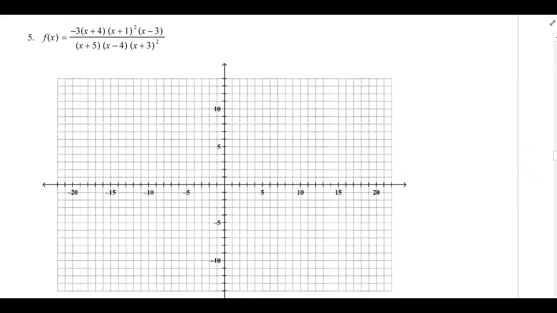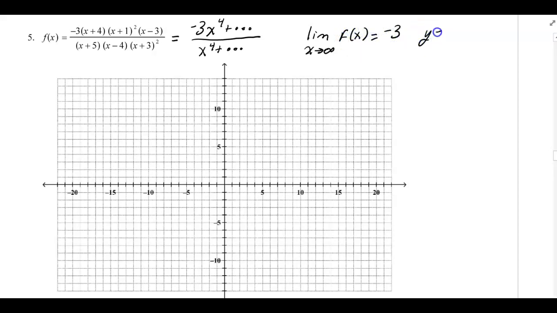Okay, so looking at this problem, again, if I were to multiply it out, I'm going to get -3x to the 4th plus some other terms, divided by x to the 4th plus some other terms. So when I find the limit as x goes to infinity of f of x, I'll get -3. So that tells me the horizontal asymptote is y equals -3. So I'm going to draw that dotted line here in red.